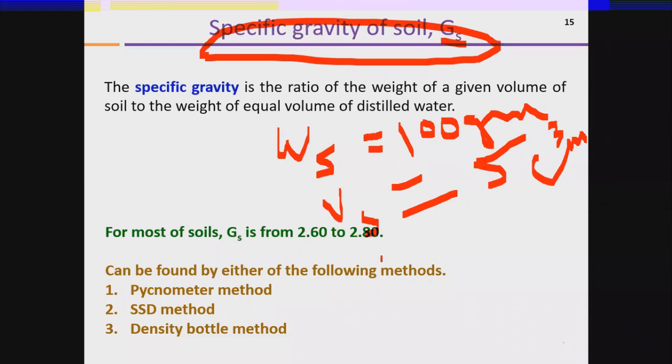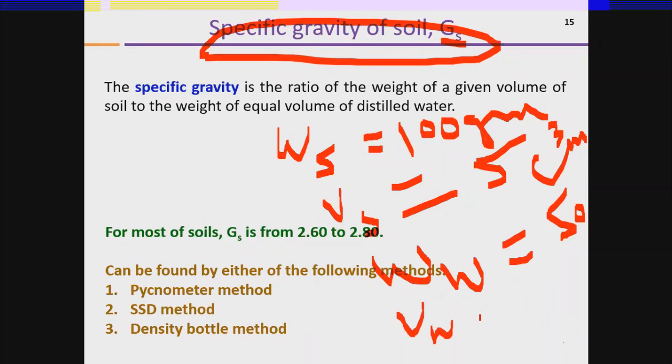And on the other side, you have what? Weight of water, which is equal to, for example, 50 gram, and the volume of that water is, let's suppose, also equal to 5 cubic centimeter.